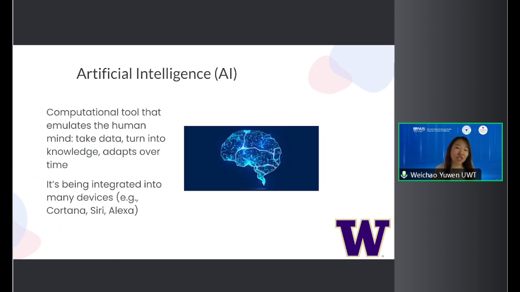So here is the official definition of artificial intelligence. And a lot of the users responded in a very similar way, that it's a computational tool that emulates the human mind. It takes data, turns it into knowledge, and adapts over time. And it's being used and integrated in many devices. And when we talk about artificial intelligence, there are other terms that are related. And sometimes maybe we're like, okay, what are the differences, right? Certainly I see that someone said neural network. So that's a term that's related to artificial intelligence.